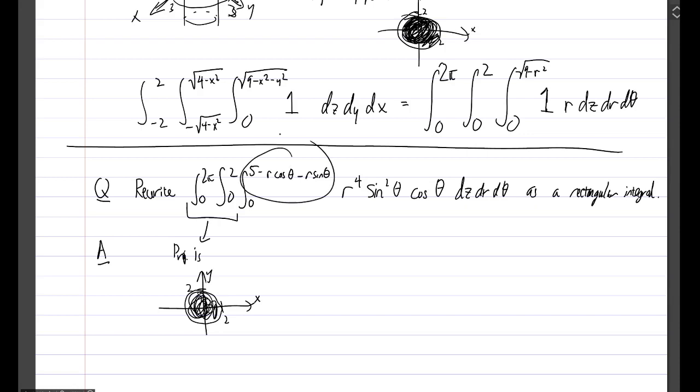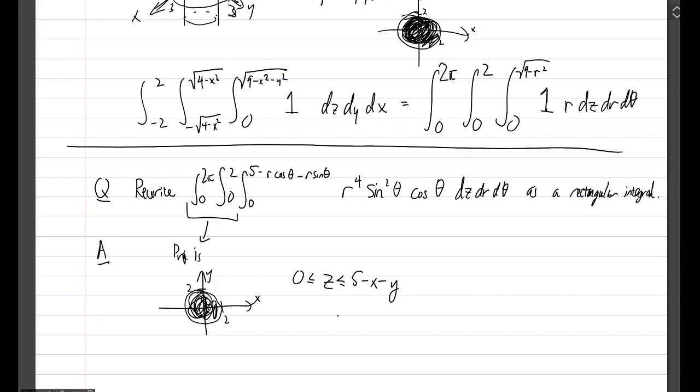Finally, looking at the z bounds, we see 0, that's not going to cause us any problem. And then it goes up to 5 minus, well, r cosine theta would be x, and then minus r sine theta would be y. Okay, so that's relatively easy to understand.